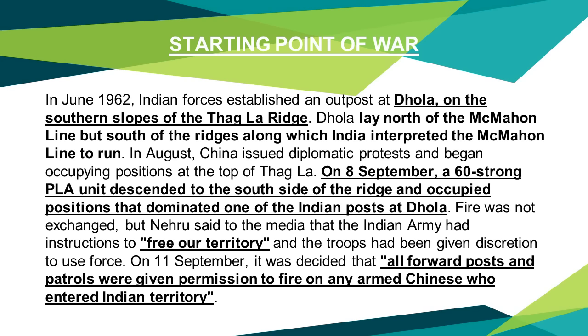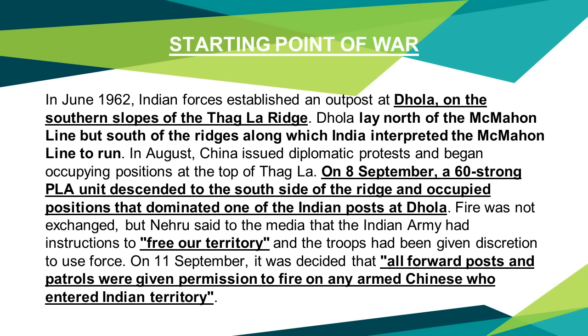Fire was not exchanged, but Nehru said to the media that the Indian army had instructions to free our territory, and the troops had been given directions to use force. On 11 September, it was decided that all forward posts and patrols were given permission to fire on any armed Chinese who enter Indian territory.